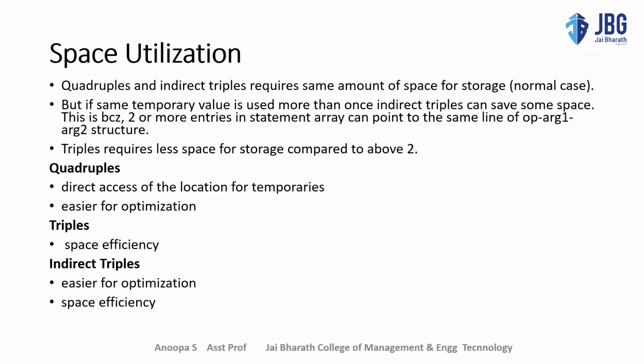Now, space utilization. In the case of quadruples, there is direct access to the location of temporaries, and it is easier for optimization. Triples also have space efficiency, but in the case of optimization it is not good. In the case of indirect triples, it is easier for optimization as well as space efficient. Quadruples and indirect triples require the same amount of space, but triples require less space for storage.